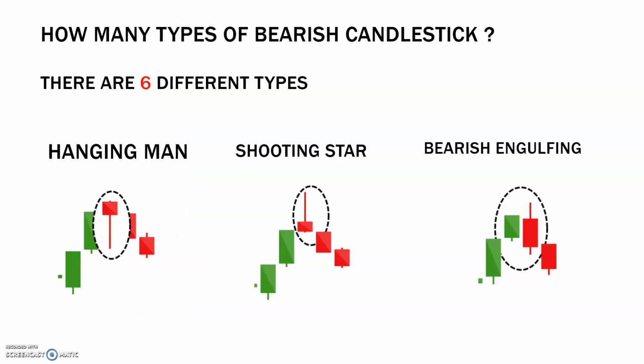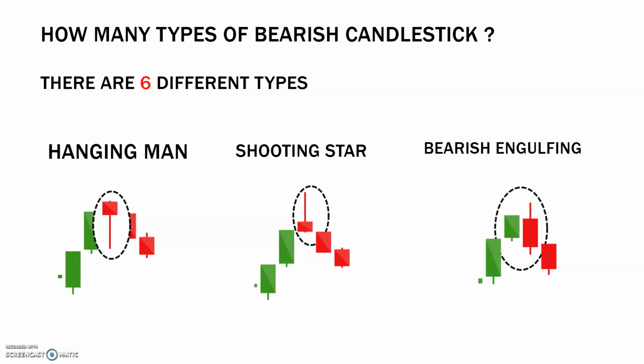Before that we would quickly review how many types of bearish candlestick patterns there are. There are 6 different types of bearish candlestick pattern. Those who are watching my video for the first time, please go through the 16 different candlestick pattern video that I have already posted on my channel. In that video I have explained there are 6 bullish candlestick patterns, 6 bearish candlestick patterns, and 4 continuation patterns.